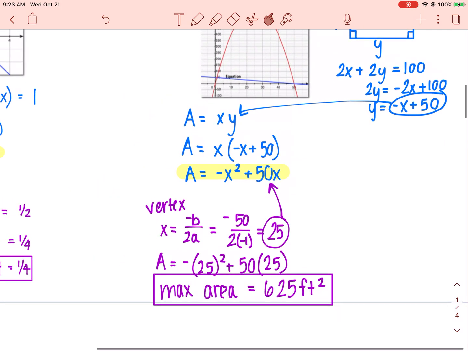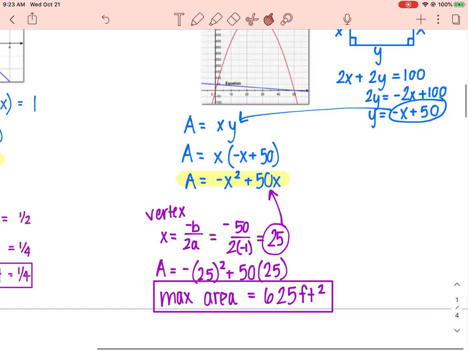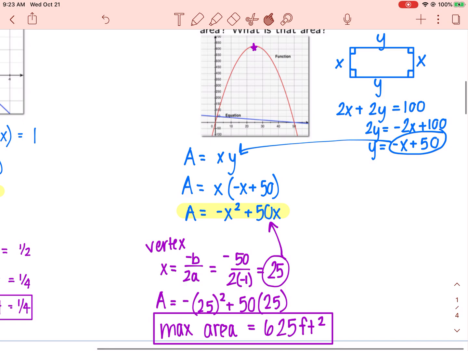Again, blue is what we've done before. We're now going a step further, finding that vertex point. And you actually can kind of tell that it would be 625. Yeah, that actually looks right on our picture.